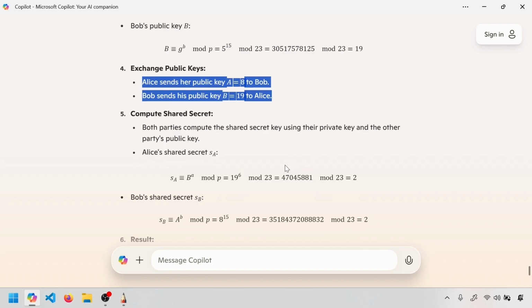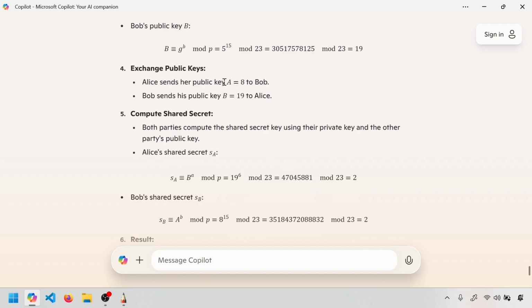Now, this is the important part. What are we going to do with capital A and capital B, the public information? The calculation is exactly symmetric, like I discussed at the beginning of the training. B raised to A mod P equals 2. This is the calculation Alice is going to perform. Look at this equation: B raised to A mod P. 19 raised to 6 mod 23, and the result we get is 2.